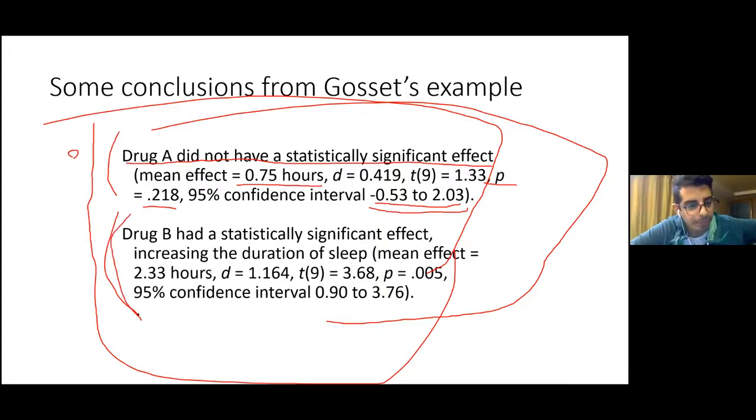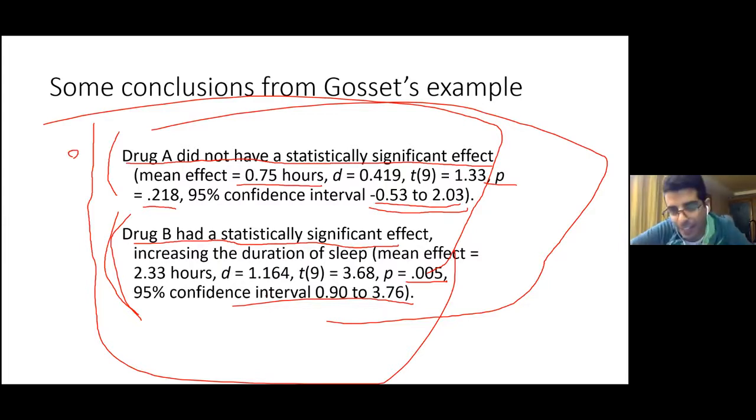Now let's go to drug B. Drug B had a statistically significant effect. Okay, so let's go to the p-value. The p-value is 0.005. It's less than 5%. So we all agree that it's significant, right? If anyone doesn't agree, just ask. It's fine. In this case, the confidence interval is 0.9 to 3.76. Does this include 0? No. So it goes with the p-value, and we will think that it's significant.